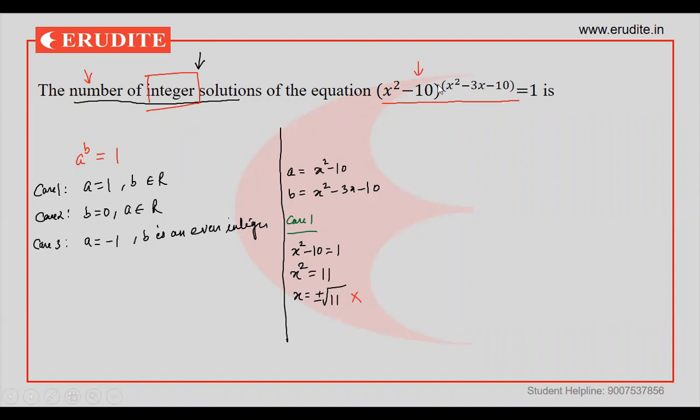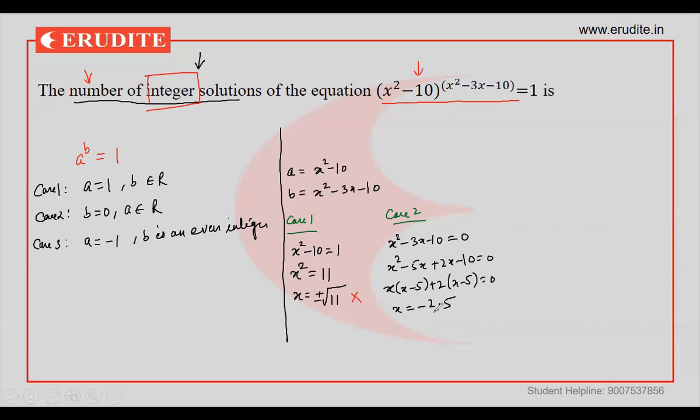Now consider the second case quickly. Case number 2. What is case number 2, guys? When b is equal to 0 and a belongs to real number. b is equal to 0 means x square minus 3x minus 10 equal to 0. From here, guys, minus 3x I can write as 5 minus 5x plus 2x. Here I will take x common and here I will take 2 common. From here, guys, I am getting x equal to minus 2 and 5.